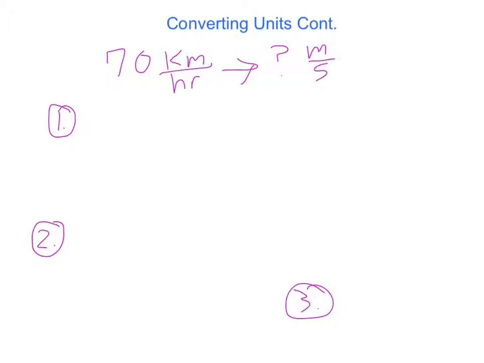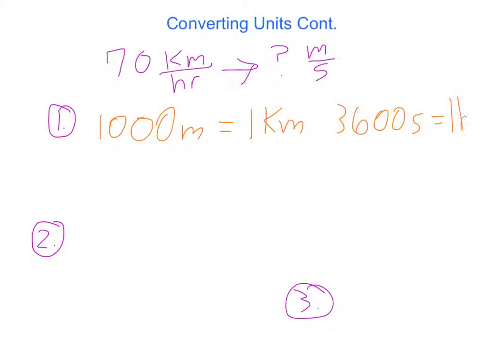First, I'm going to need a conversion factor for converting the unit of distance here, kilometers, into meters. And I will need another conversion factor to convert the units of time that I'm starting with, hours, into seconds. So let's establish what those conversion factors are. We will have the conversion factor of 1,000 meters being equal to 1 kilometer, and also the conversion factor of 3,600 seconds being the same as a single hour.